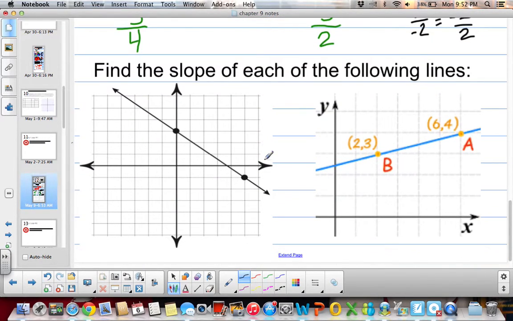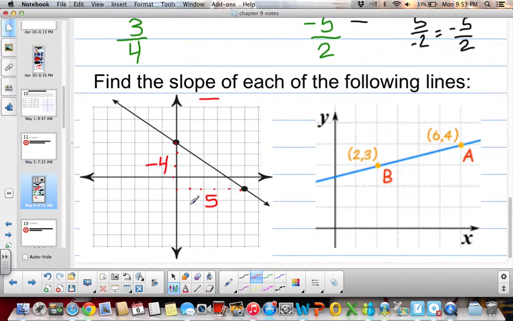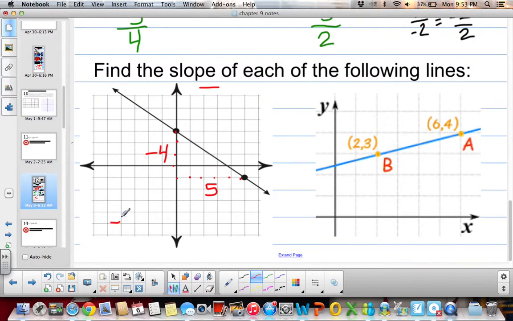Okay, 2 more graphs for you to do on your own. So pause me, think about, are they positive or negative? Find the slopes, and then check your answer. So right away I look at this one and I can tell that it's going to be a negative slope. So when I find my answer, I want to make sure that it's negative. So if I start here, I go 1, 2, 3, 4, so down 4, and then 1, 2, 3, 4, 5, over 5. So my slope then is going to be -4/5.